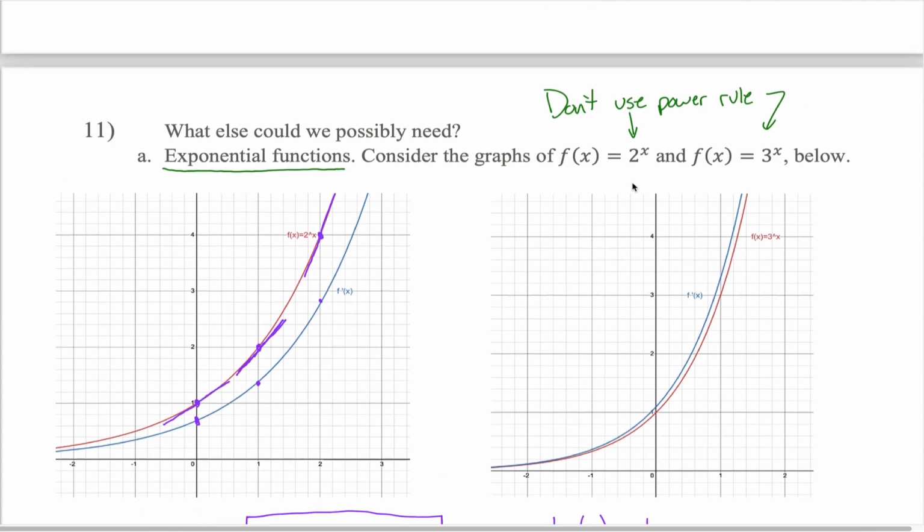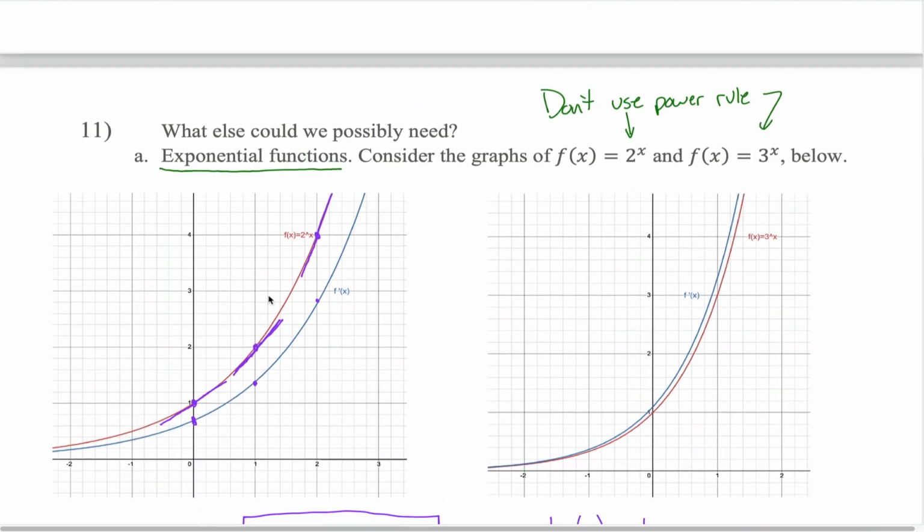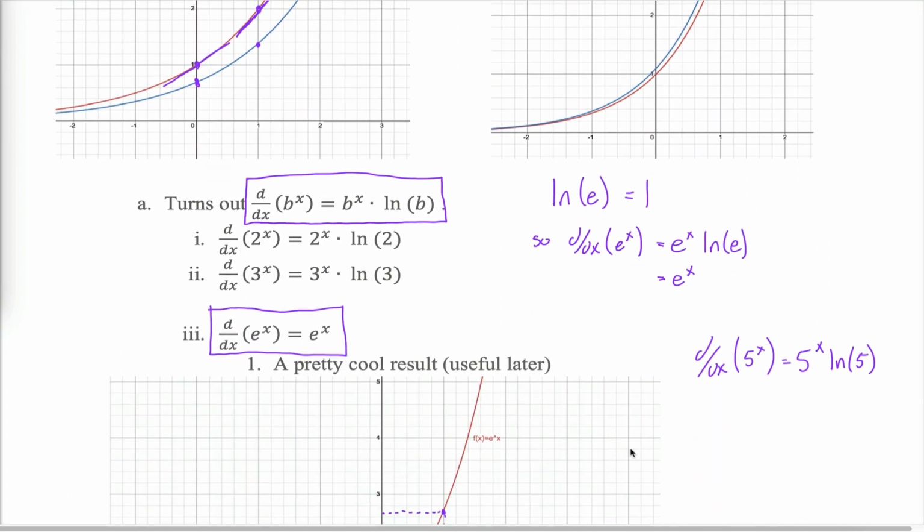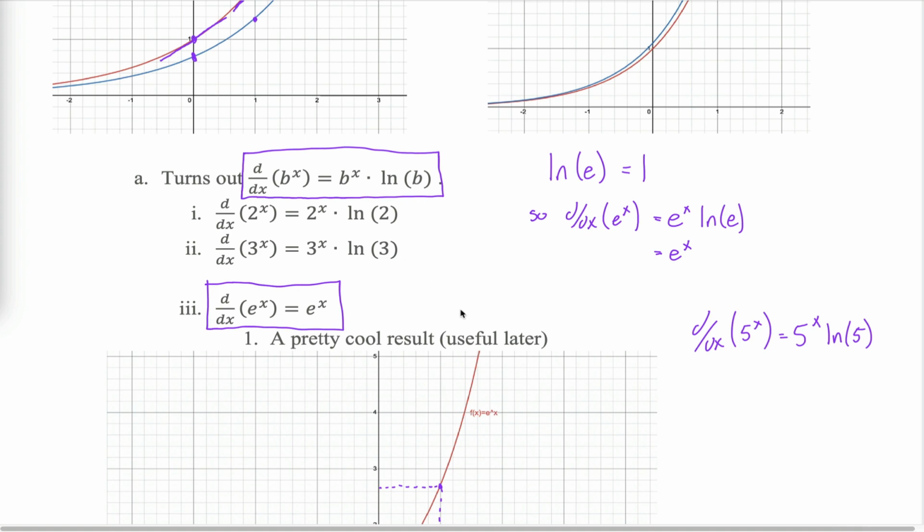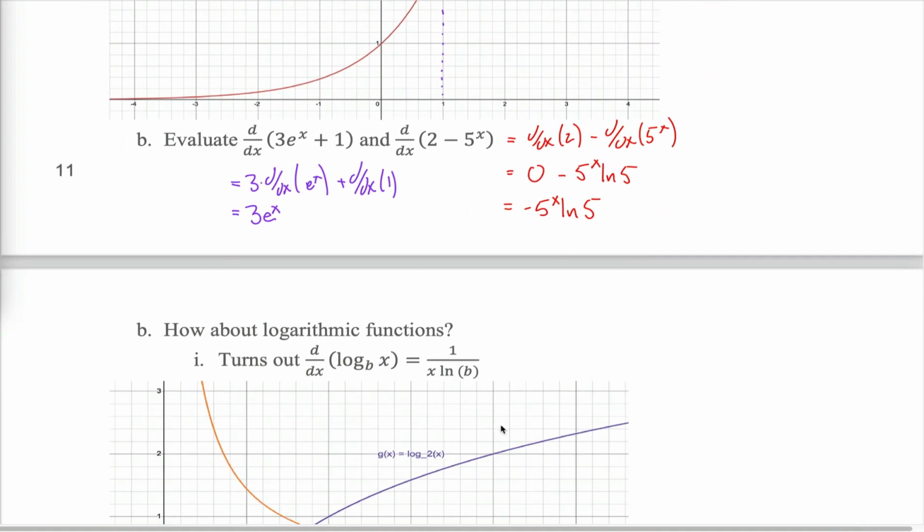That's how you take the derivative of exponential functions. When you learned about exponential functions, I bet you immediately learned about logarithmic functions right afterwards, because those two are very closely related. Turns out that just like the functions are closely related, their derivatives are very closely related.